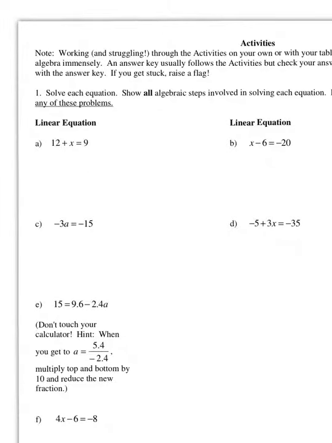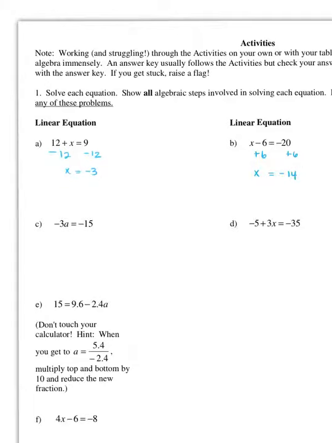These are the activities for lesson 1. We're going to subtract 12 from both sides. That will leave us with x on the left side and negative 3 on the right side. In the next equation, we want to add 6 to both sides, leaving us with x on the left side and negative 14 on the right side.